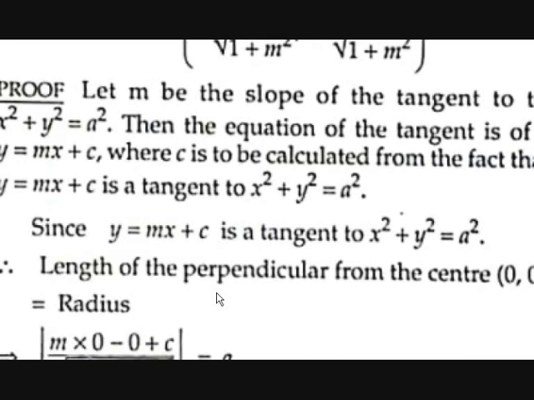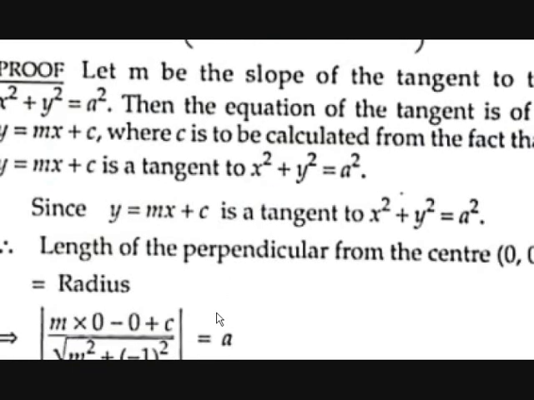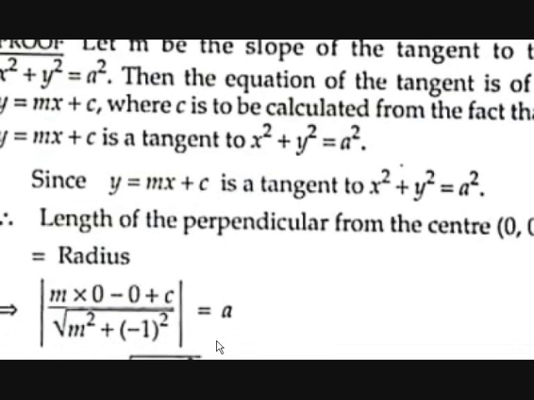Okay, what is the length of the perpendicular? We know how to calculate that, right? To calculate the length of perpendicular from center to the line, what should we do? We should take the constant term by square root of x coordinate square plus y coordinate square, right? How to calculate the constant term? For calculating the constant term, take the equation of the line and substitute x value 0 and y value 0.